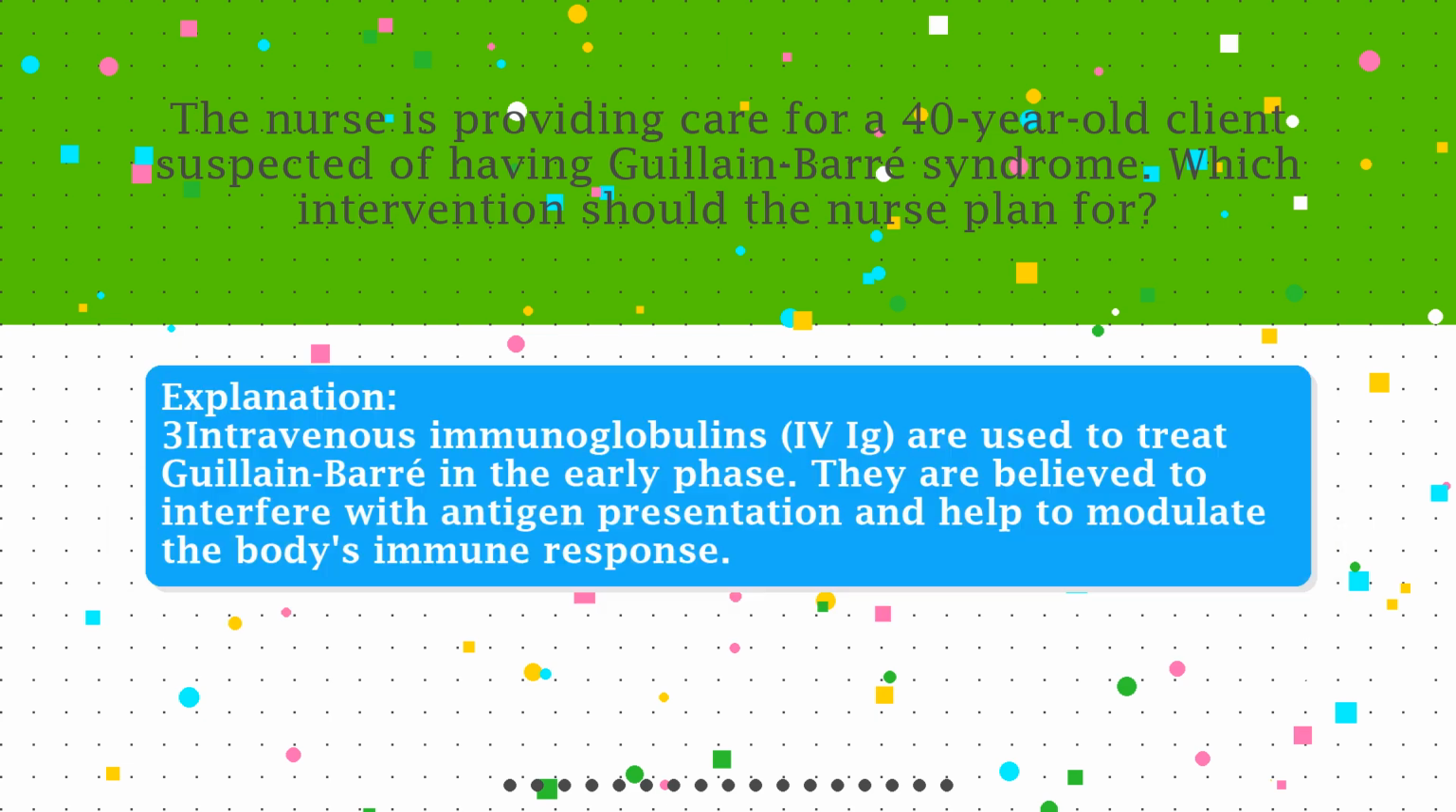Intravenous immunoglobulins, IVIg, are used to treat Guillain-Barré in the early phase. They are believed to interfere with antigen presentation and help to modulate the body's immune response.